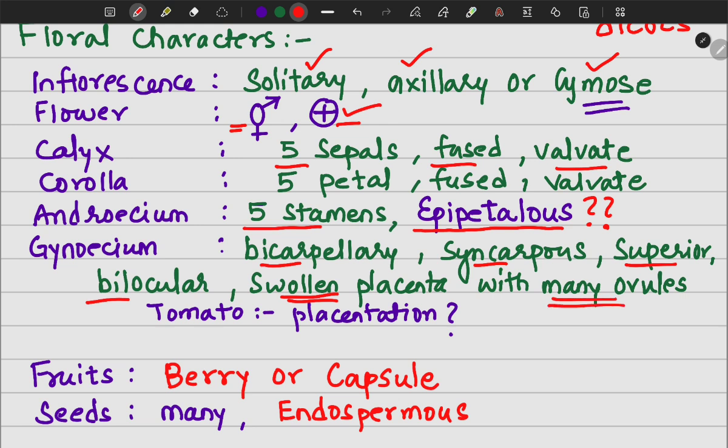Alright, so one of the examples here of the Solanaceae family plant is tomato. We studied tomato as an example when we studied placentation. So do you remember the type of placentation in tomato? And do you see any similarity between the placenta and the type of gynoecium we studied here? Write down the type of placentation found in tomato in the comments below.